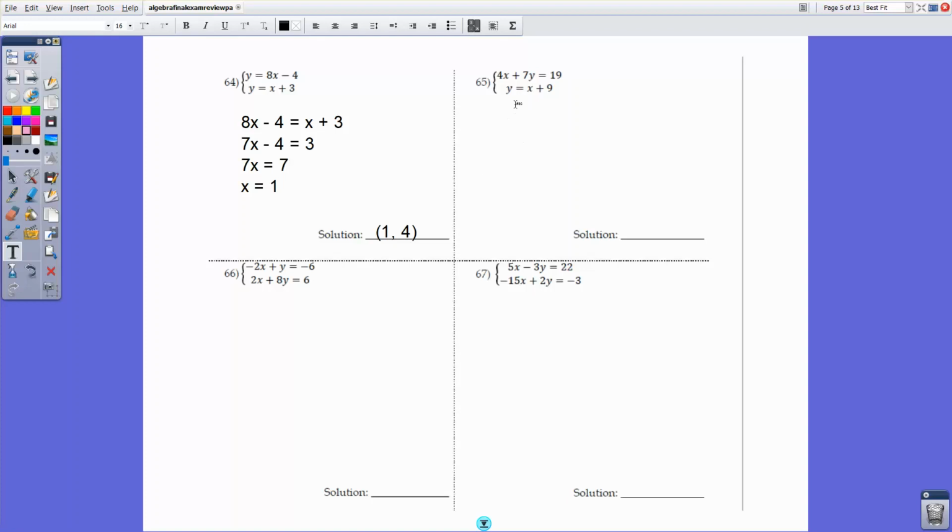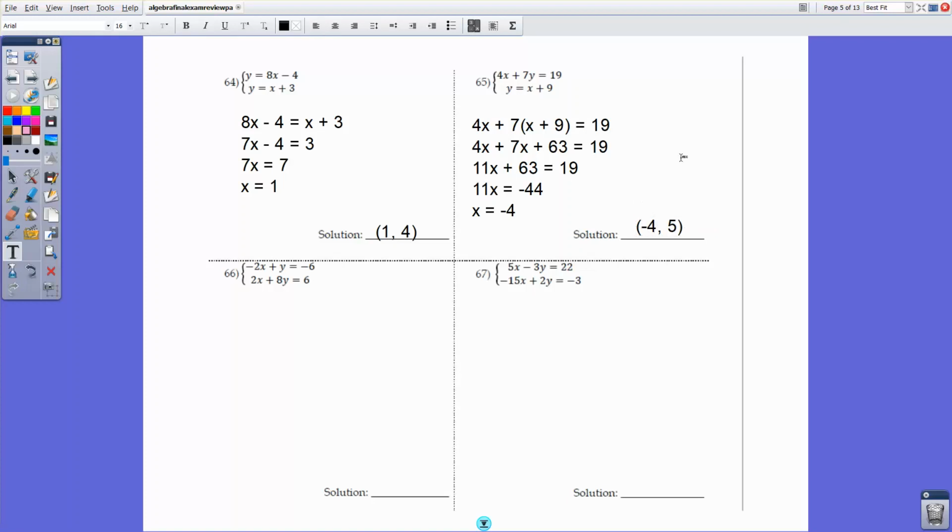For 65, the second equation is already solved for y, but the first equation is not. So we'll substitute this statement into the function for y. Instead of y, I'll write x plus 9, and that will equal 19. So 4x, then I distribute my 7: 7x plus 63 equals 19. 11x plus 63 equals 19. I'll subtract 63 on both sides, so I have negative 44, and that means x equals negative 4. Then negative 4 plus 9 is 5, so my solution is negative 4 comma 5.